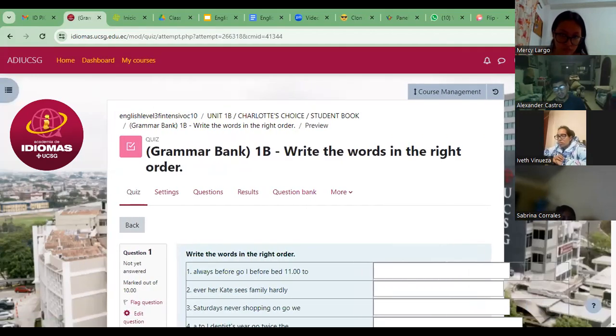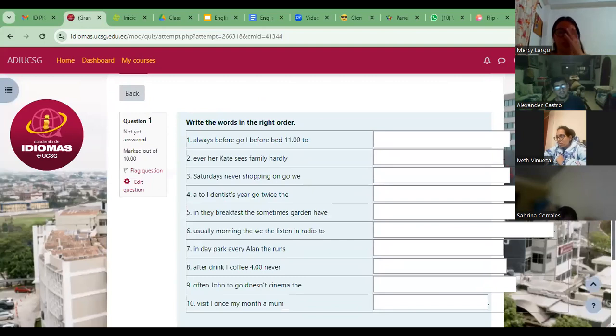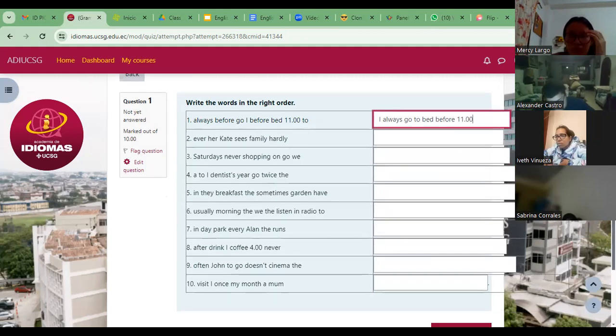Okay, let's see. Write the words in the right order. This is really nice. Okay. How can I reorder the words to make sentences in present simple? Okay, what do you think? Always before go I. So before is written. I always go to bed before 11. I always go to bed before 11 p.m., right? I always go to bed before 11. Okay, that should be the first one.